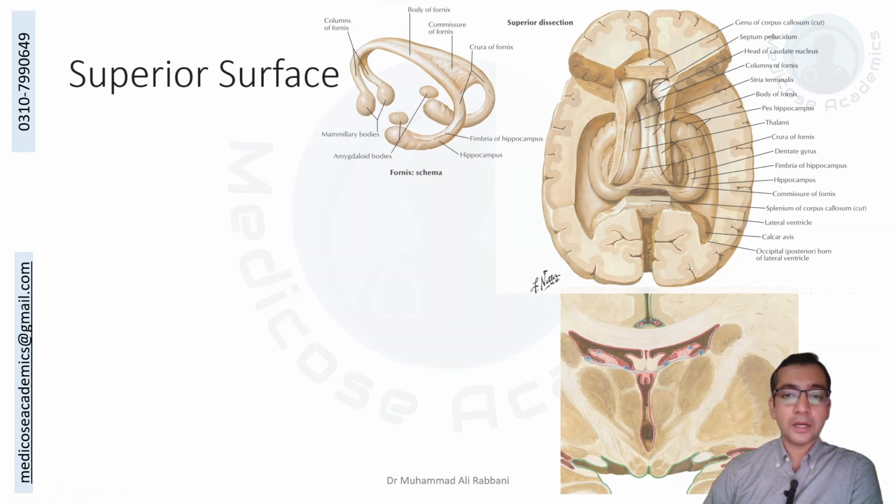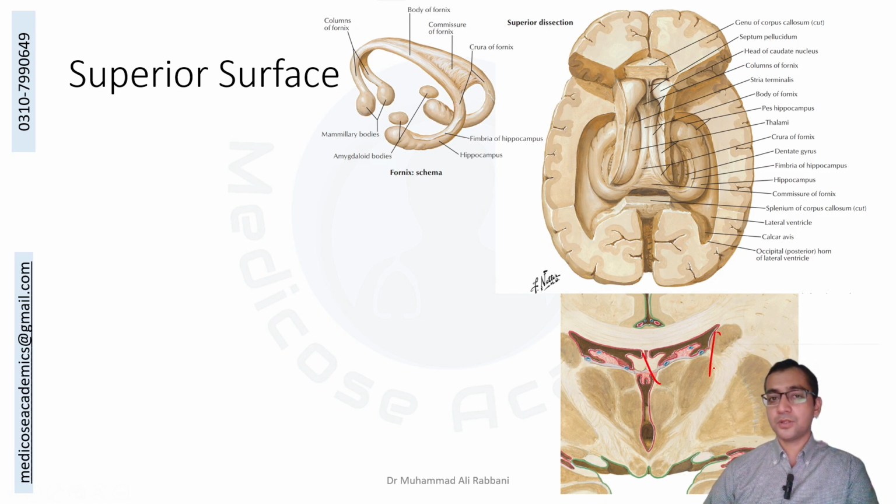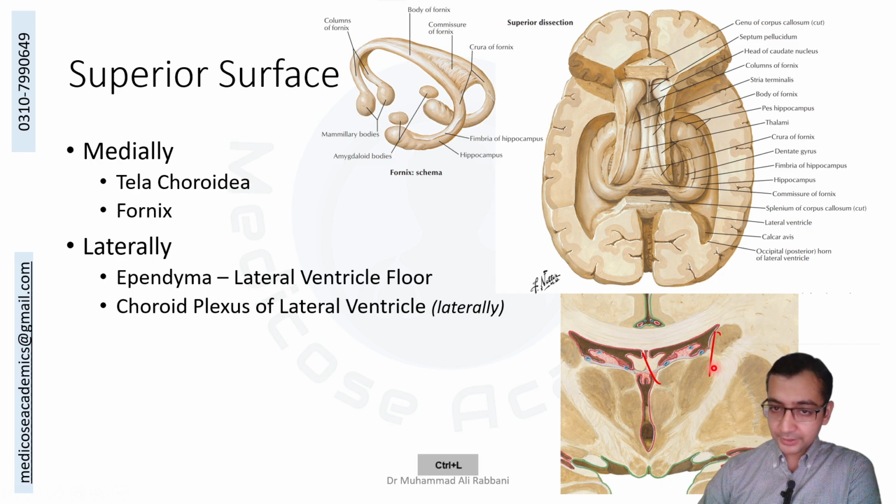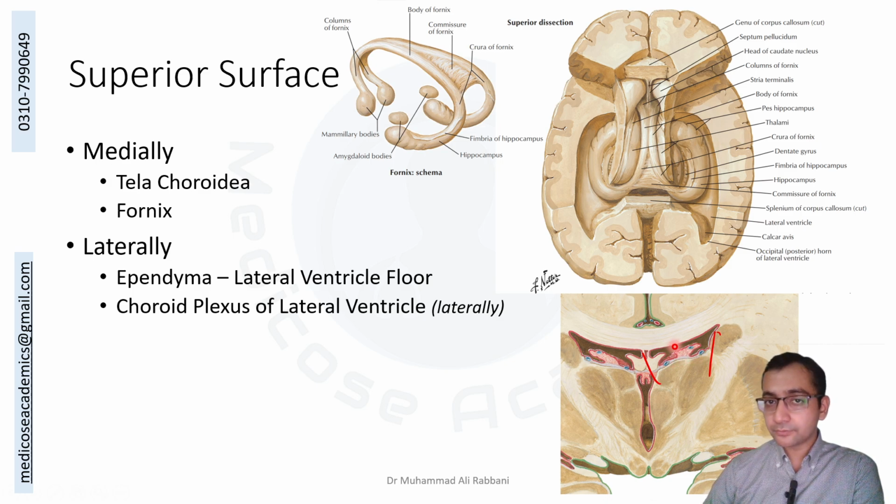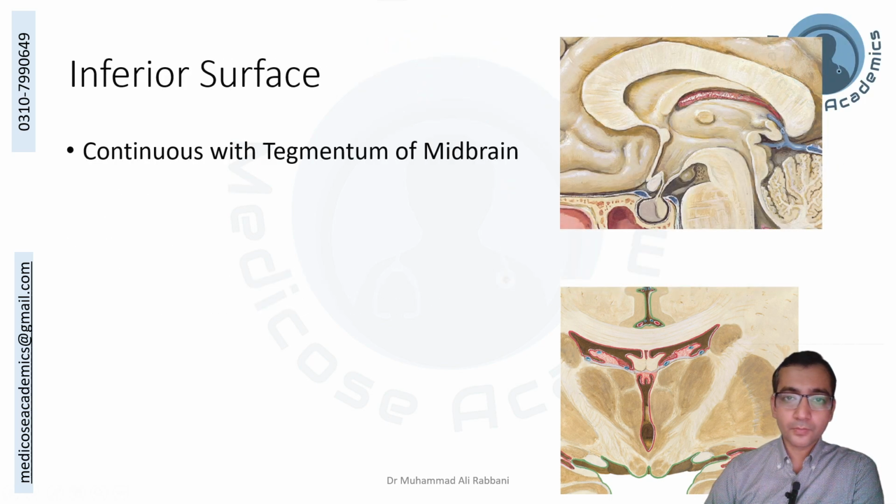Next, our superior surface, the thalamus itself, from here to here. So there will be the same structure that we discussed. On the medial aspect there will be tela choroidea of the third ventricle and fornix. On the lateral aspect there will be the lateral ventricle floor with its ependyma and choroid plexus, and the neighboring structures that will contain the cerebral vein and stria terminalis and thalamostriate veins.